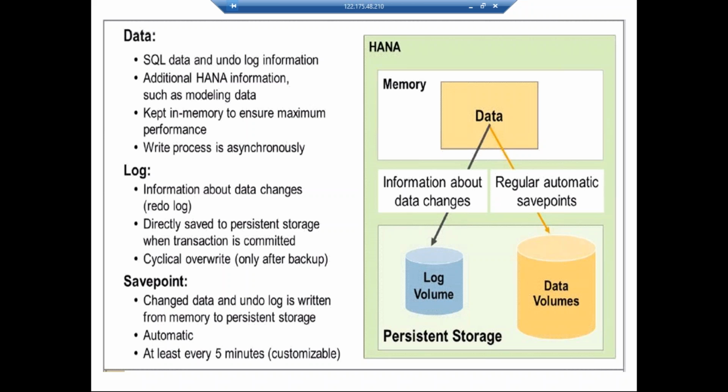Suppose 5 minutes back data was written into data volumes. Now again it's writing the data. What it will do is, whatever the changes happen, that will be written. Change data and undo log is written from the memory to the persistent storage. So how will the system identify it?